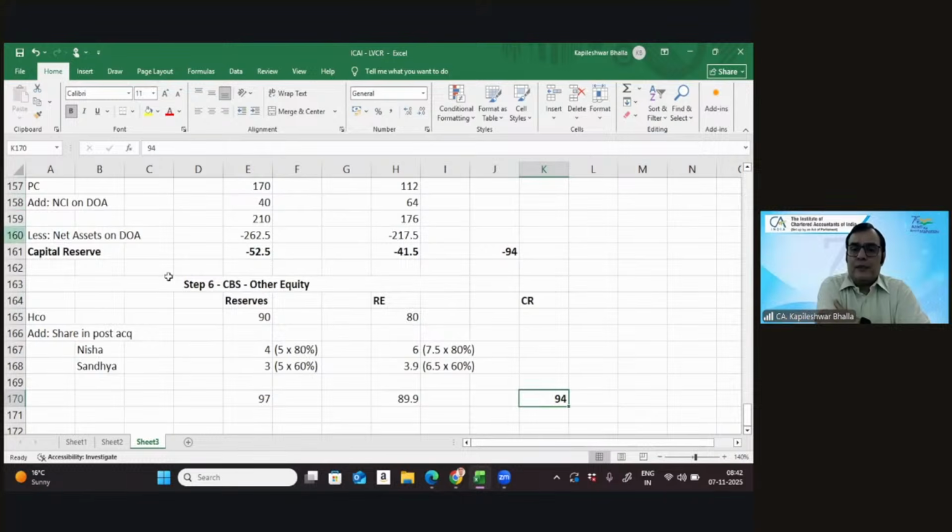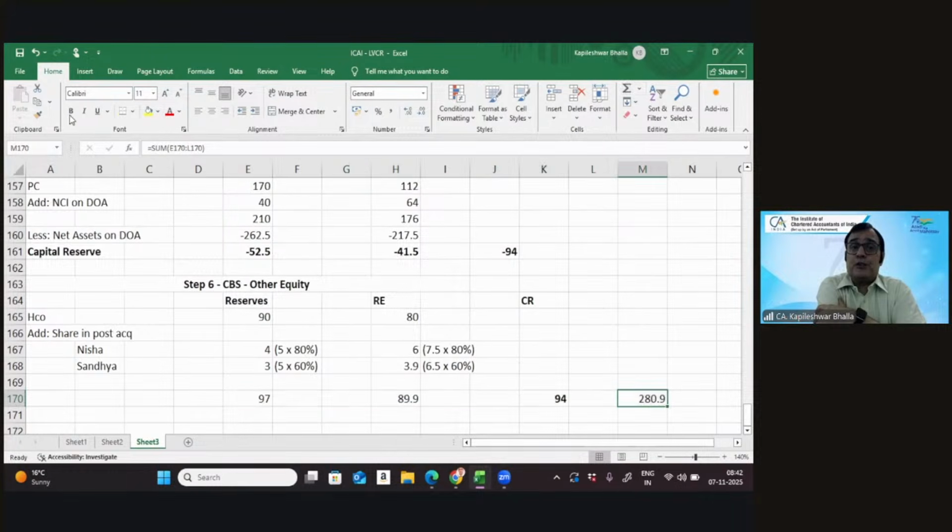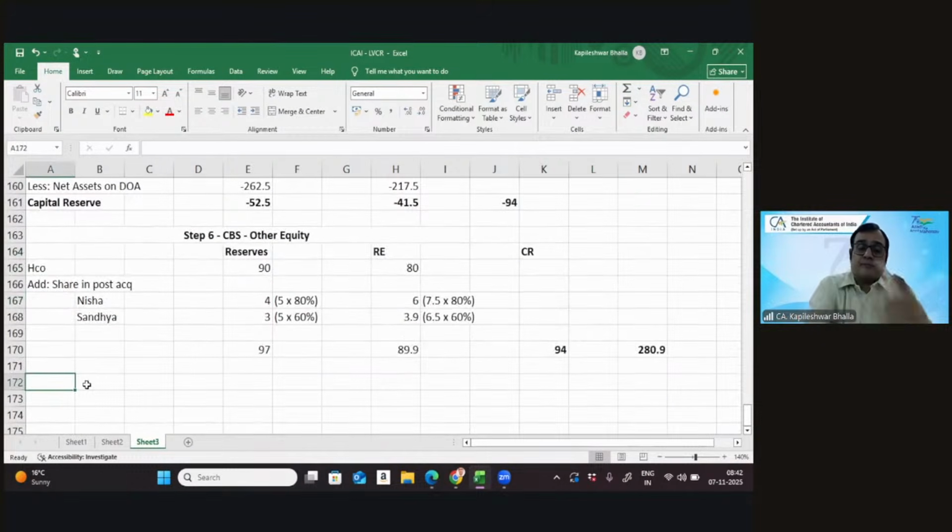So I think we can do one thing. Let's add up all this information. So this can also give you the sum total of the other equity in the consolidated balance sheet as well. Wow. Now I think we're in a comfortable position to make the consolidated balance sheet.